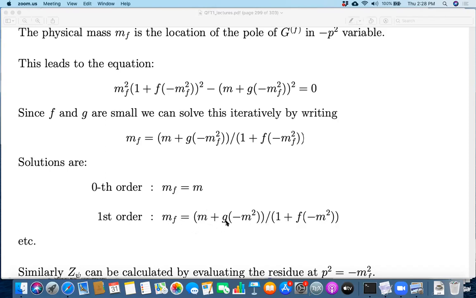So this is the same kind of principle that we use for scalar fields. Other questions?